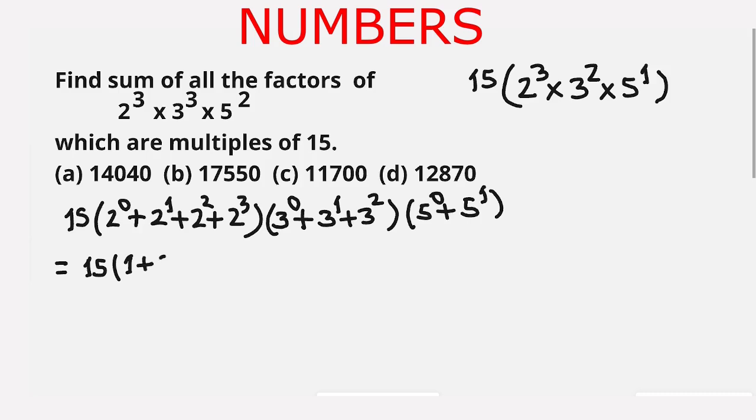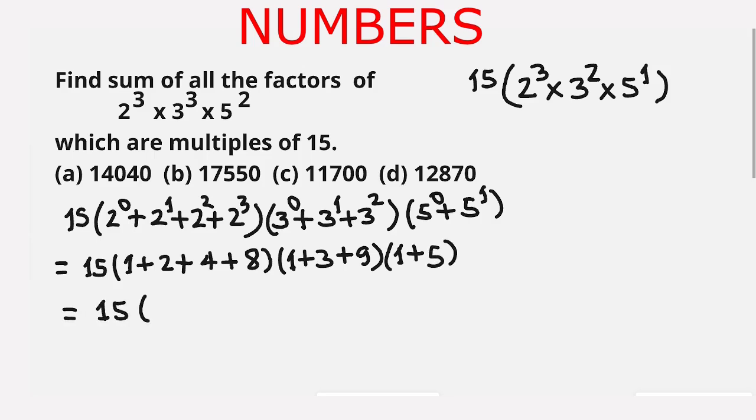This is equal to 15 multiplied by (2 to the power 0 is 1 plus 2 to the power 1 is 2 plus 2 to the power 2 is 4 plus 2 to the power 3 is 8) multiplied by (3 to the power 0 is 1 plus 3 to the power 1 is 3 plus 3 to the power 2 is 9) multiplied by (5 to the power 0 is 1 plus 5 to the power 1 is 5). This is equal to 15 multiplied by (1 plus 2 is 3 plus 4 is 7 plus 8 is 15) multiplied by (1 plus 3 is 4 plus 9 is 13) multiplied by (1 plus 5 is 6).